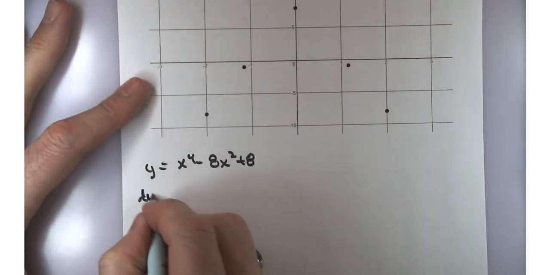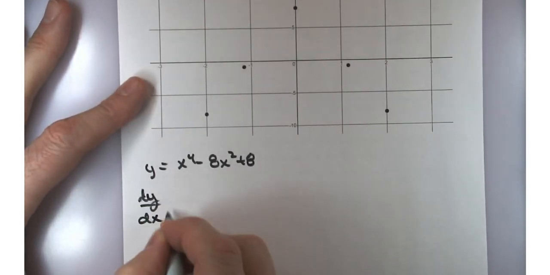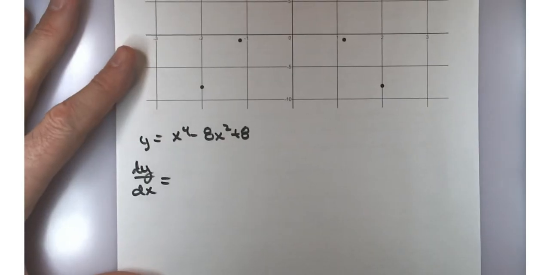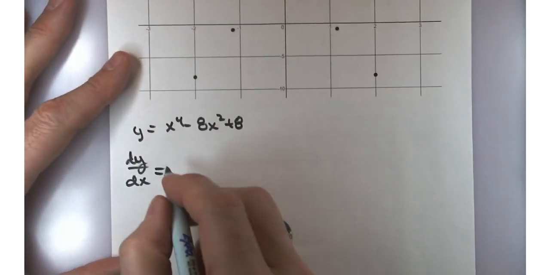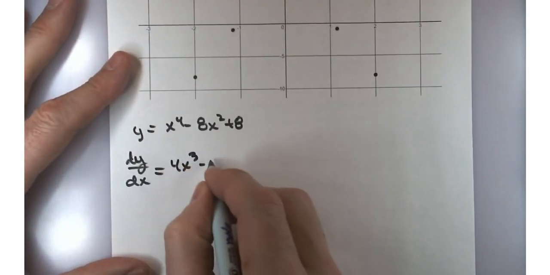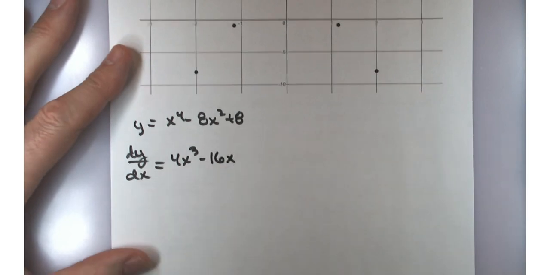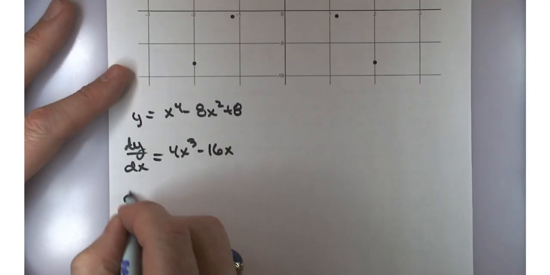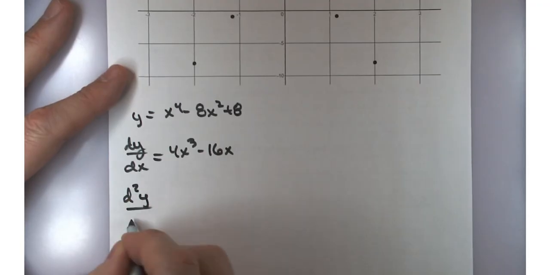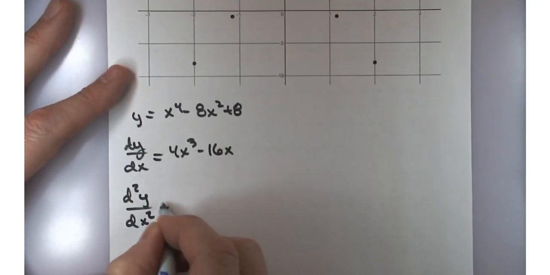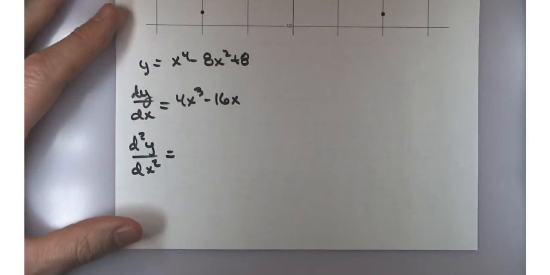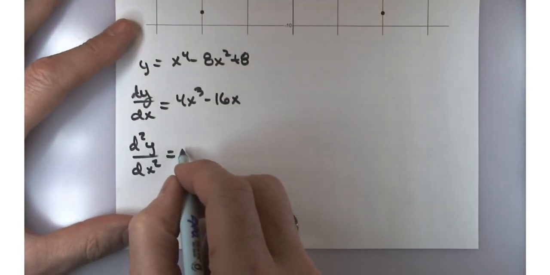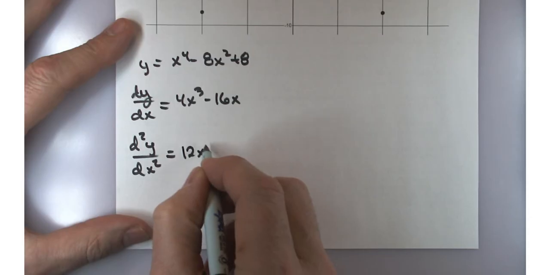Let's look for some derivatives. Jameson, what would dy by dx equal? 4x to the third minus 16x. Nice. And then we also need the second derivative, d squared y over dx squared. Laura, what would that one be? 12x squared minus 16. Perfect.